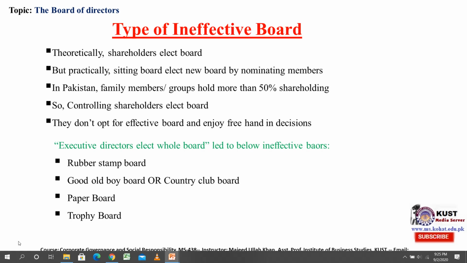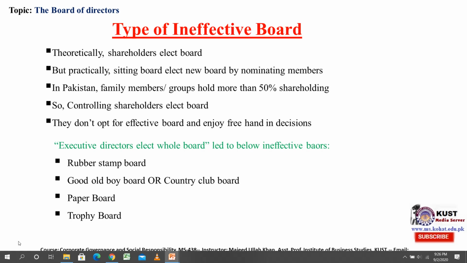Good old boy board or country club board. This is a type of board where the chairman or CEO's old friends are invited to have membership, or to be elected to the board of which he is the CEO. So for the meeting, they just go and enjoy a tourist spot for the meeting of the company, for example Bhurban Murree or somewhere in the northern areas, and then they meet there and talk about their old days and nothing about the business of the company. And decisions are approved as the CEO or the chairman of the company wants, in their own way.